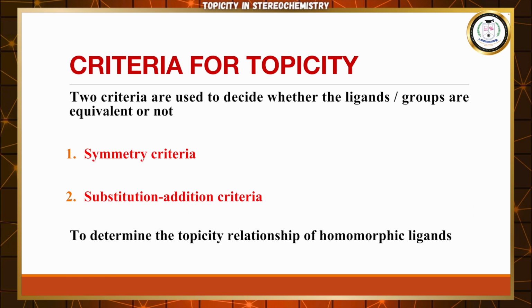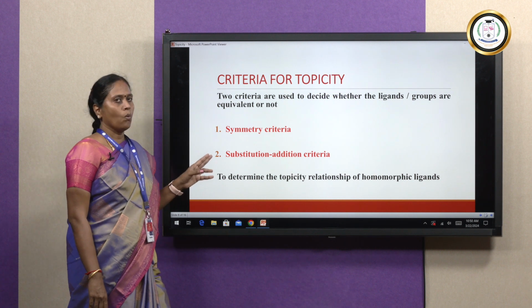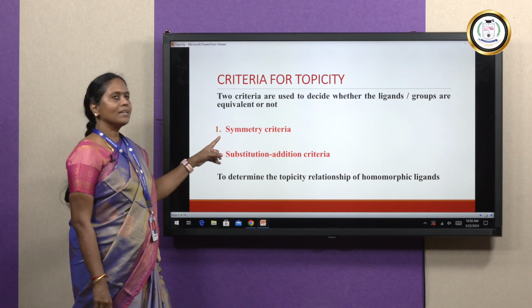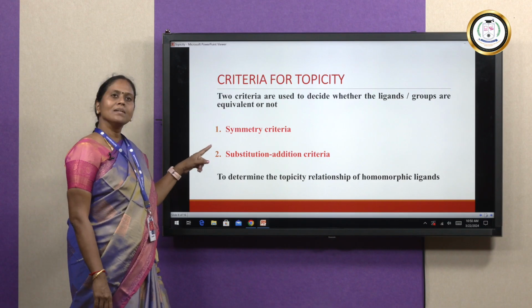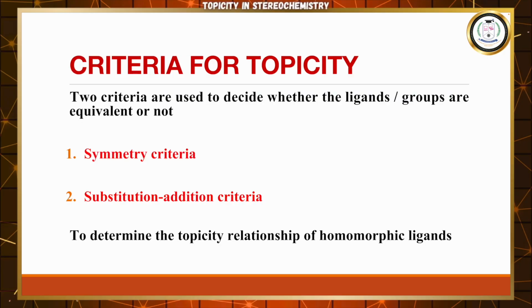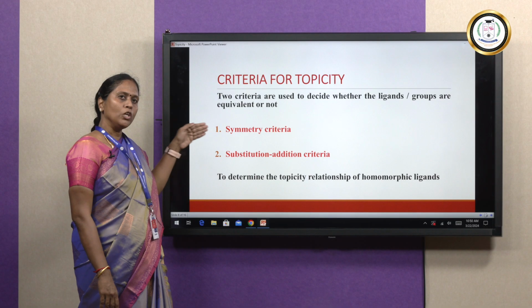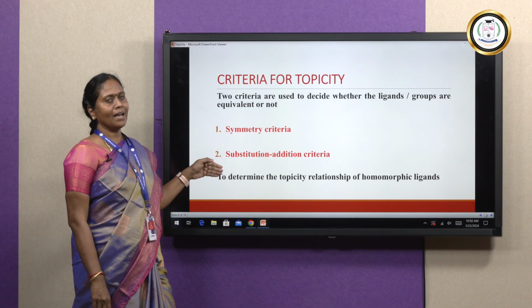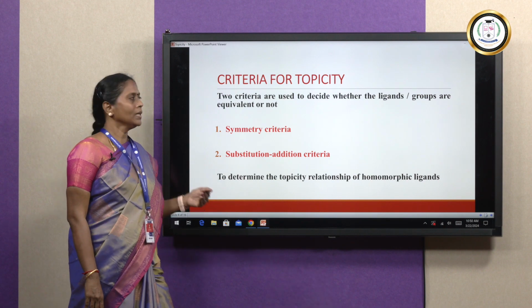So now, how will we find out the topicity? This topicity can be determined by two criteria. One we call the symmetry criteria, the other one we call the substitution addition criteria. To determine the topicity relationship of homomorphic ligands, we can use either one of these criteria and find out what the topicity of the ligands is.